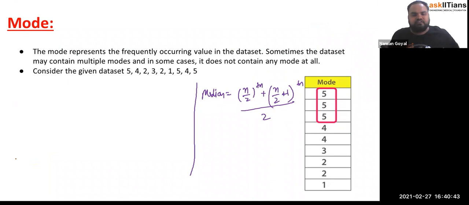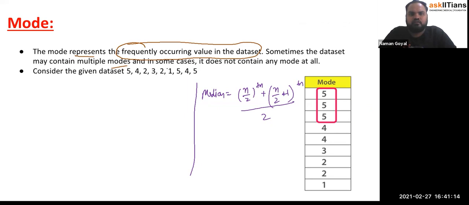Okay, now next is mode. See, mode is very simple. Mode is the number which occurs frequently in the data set, or we can say the number whose frequency is larger is the mode. The mode represents the frequently occurring value in the data set. Simple as that. Sometimes the data set may contain multiple modes. In some cases, it doesn't contain any mode at all.